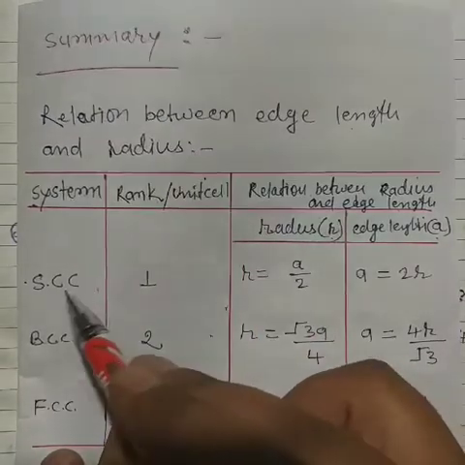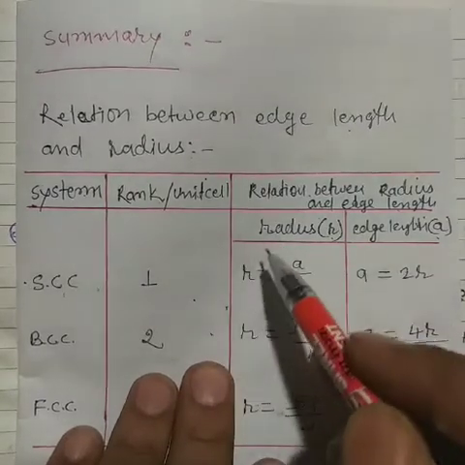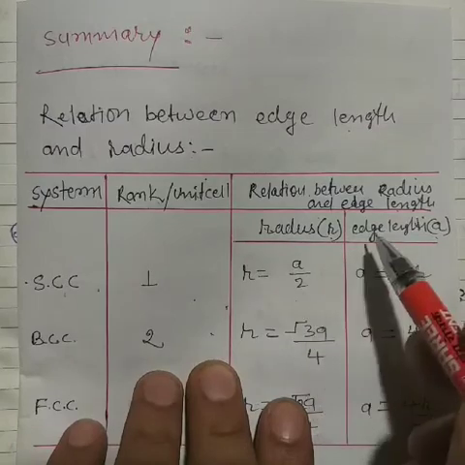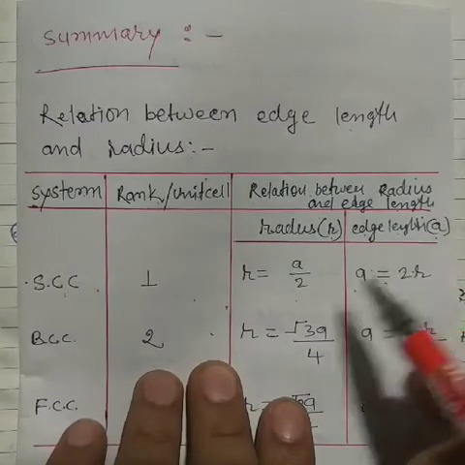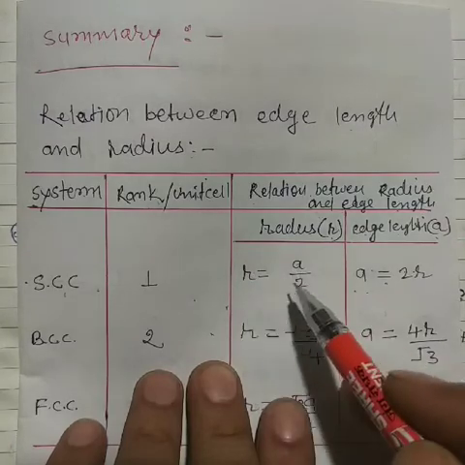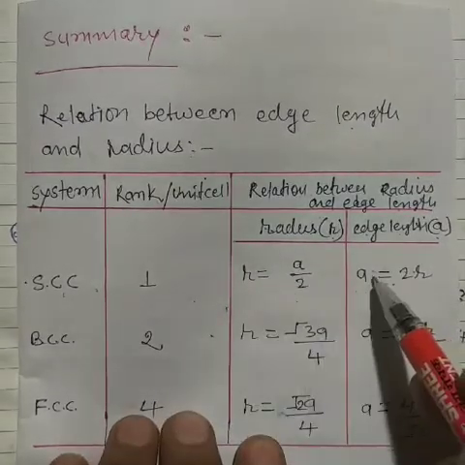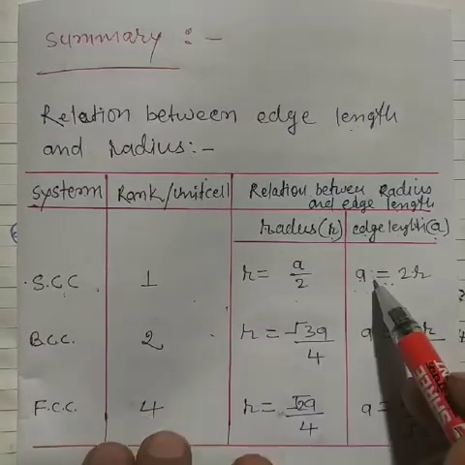Now we calculate simple cubic cell, rank is 1, and what is the radius, that means a by 2, and what is the edge length, that is a, which is equals to 2r. Now definitely that's multiply, a, which is equals to 2r. So I have done it here separately.